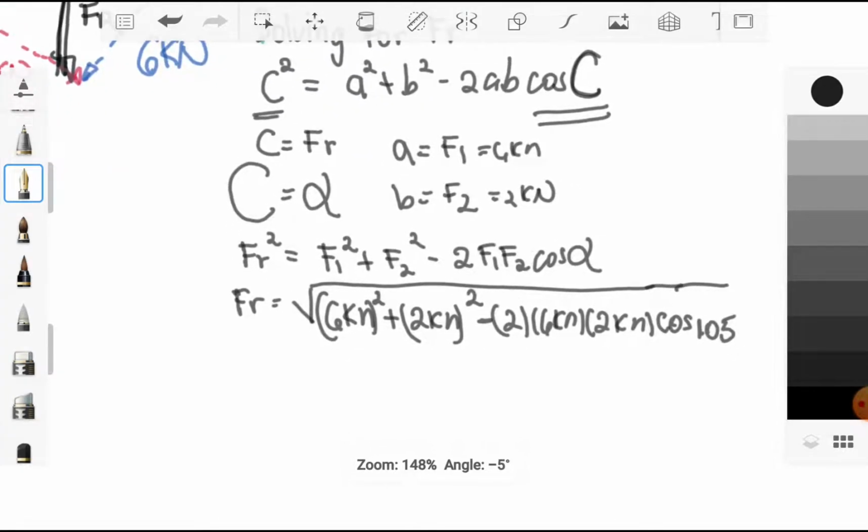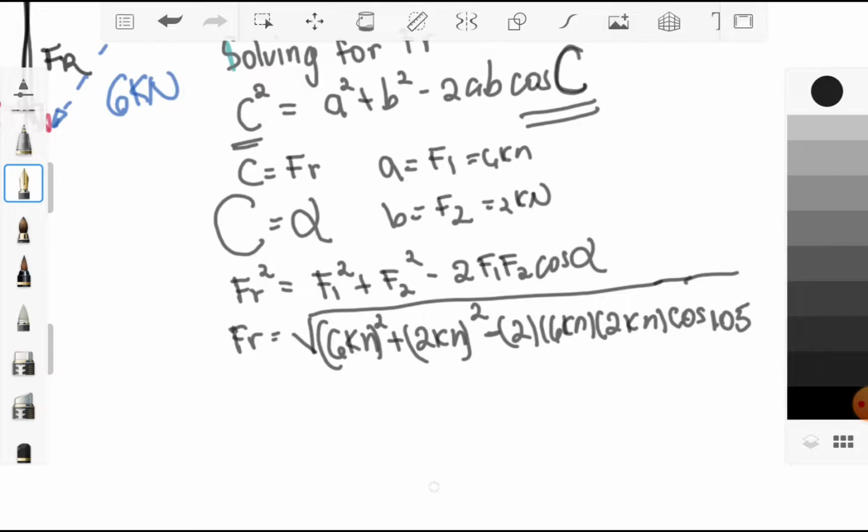Therefore, my FR is equal to, solving it using your calculator, the square root of 6 squared plus 3 squared minus 2 multiplied by 6 multiplied by 2 multiplied by cosine 105. We'll have a value equal to 6.7979. Let's say I will round it up to the thousandths: 6.798 kilonewton. Okay, that is the value of our FR.